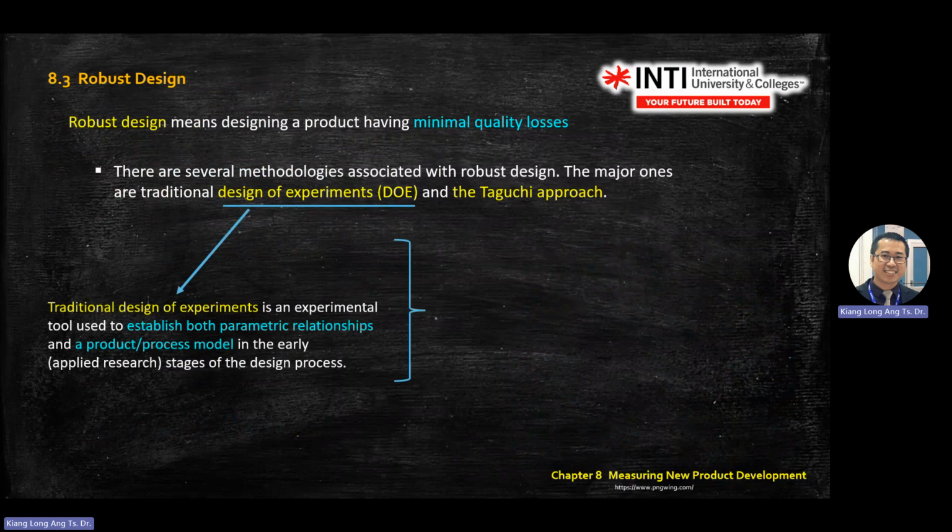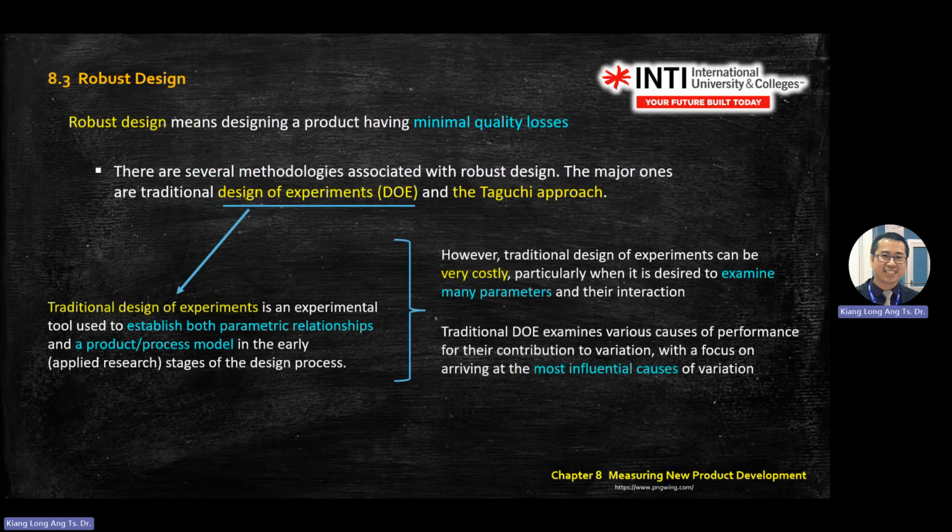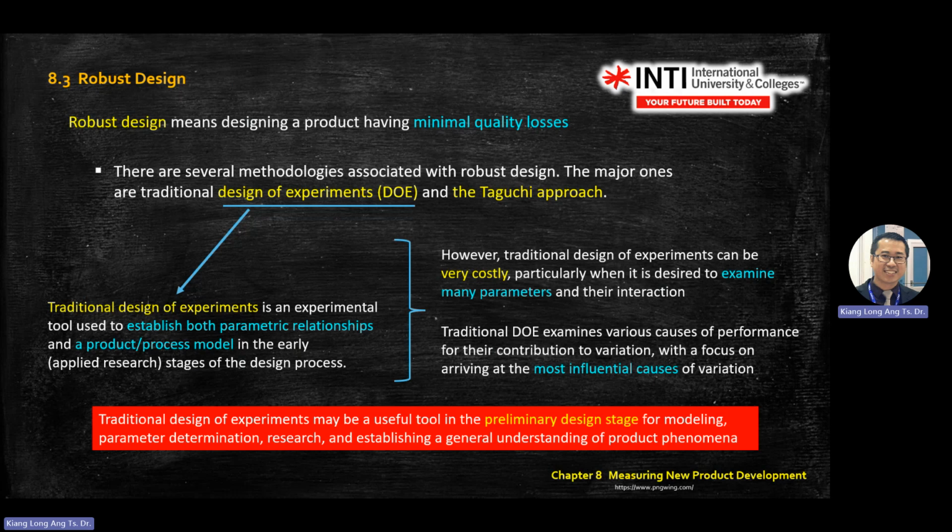The laws of theories. One technical word is called robust design. Robust design means you're designing a product having minimum quality losses. Quality losses means you're designing good products. Okay, the rest you read.